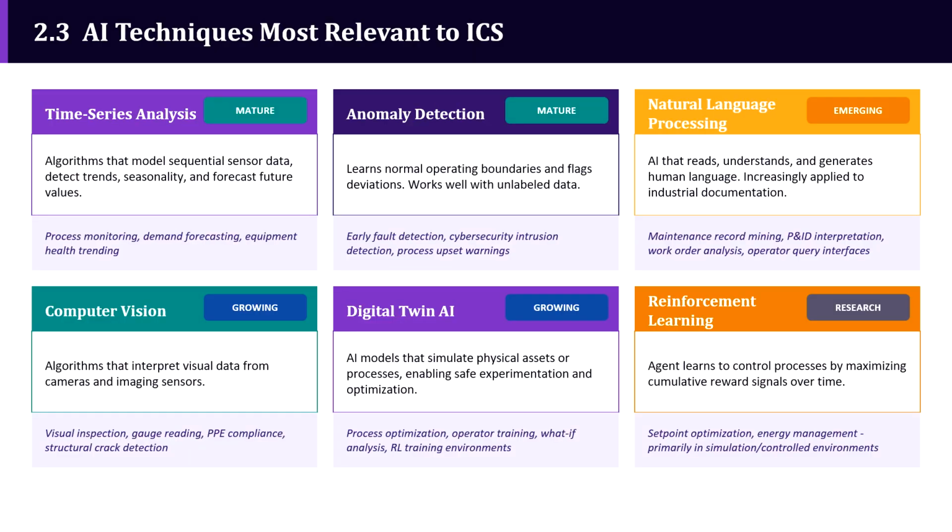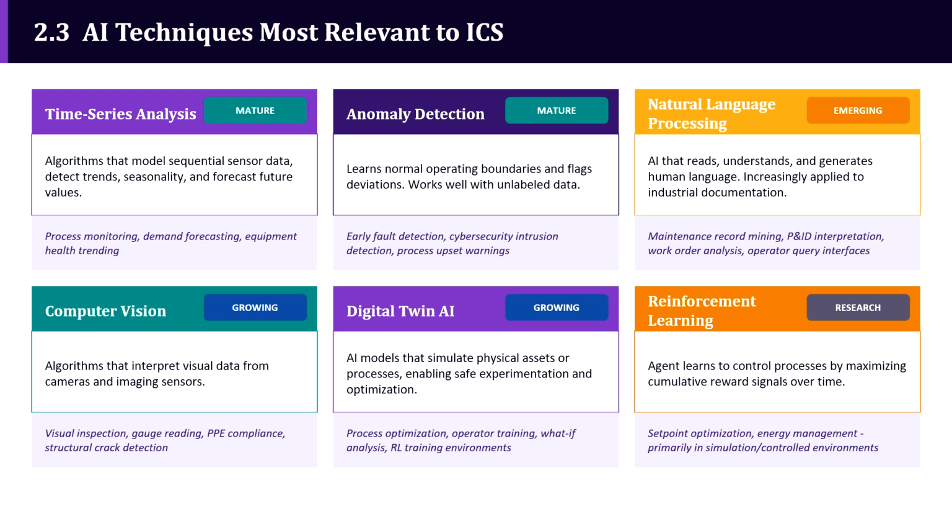Let's map the artificial intelligence landscape specifically to industrial control system applications. Not everything in artificial intelligence is relevant to industrial control. But these 6 technique families represent the areas where real, production-ready value is being delivered today, or will be in the near future. Time series analysis is foundational. Almost all industrial control system data is time series, sensor readings sampled every second, every 100 milliseconds, or even faster.